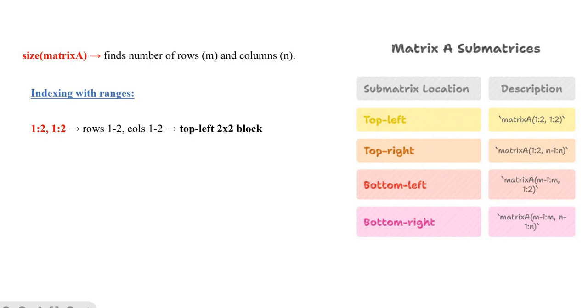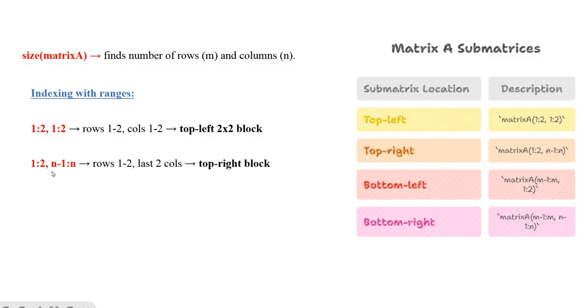Next comes the indexing with ranges. Here 1:2, 1:2 is nothing but rows from 1 to 2, and columns from 1 to 2. First and second row, first and second column. This will be your top left 2 cross 2 block. So for top left, you will write it as A, round bracket, 1:2, 1:2. This will give you the top left of the matrix.